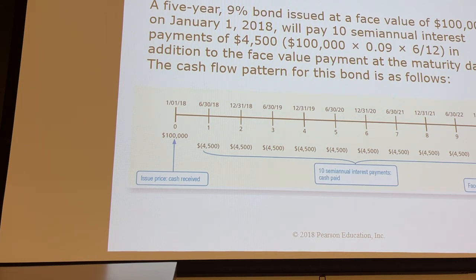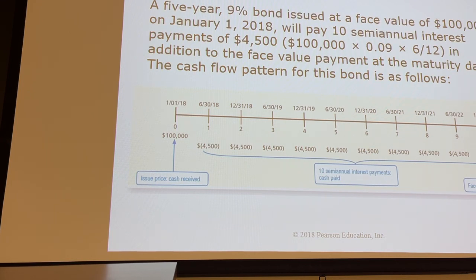So the way we calculate the $4,500 of interest is that it's the $100,000 of principal times the 9% interest rate times 6/12. If we were to look at the cash flow pattern on a timeline, on the date of issuance of the bonds, you have a cash inflow to the borrower of $100,000 from the investors.